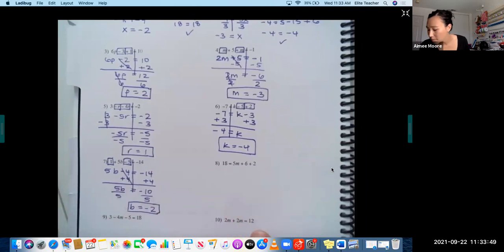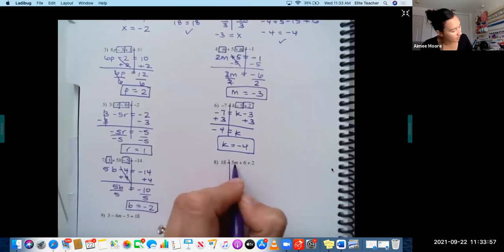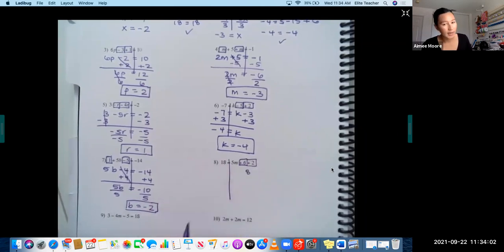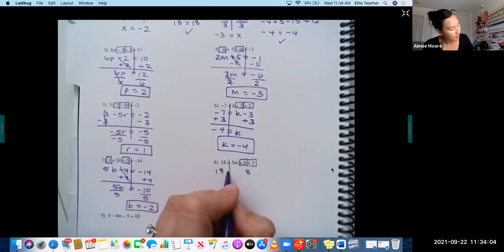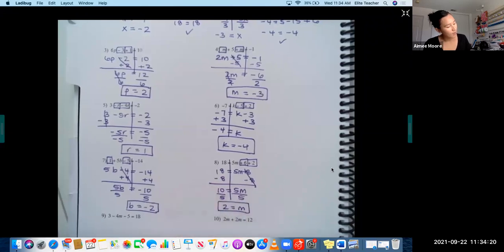Okay, and then number 8, Day, she said she had to get on a different Zoom. So I'll do number 8. Our like terms, we can combine 6 and 2. Those combine to 8. 18 equals 5m plus 8. Subtract 8 from both sides. 10 equals 5m. Those cancel out. Divide both sides by 5. And m equals 2. Any questions on 8?